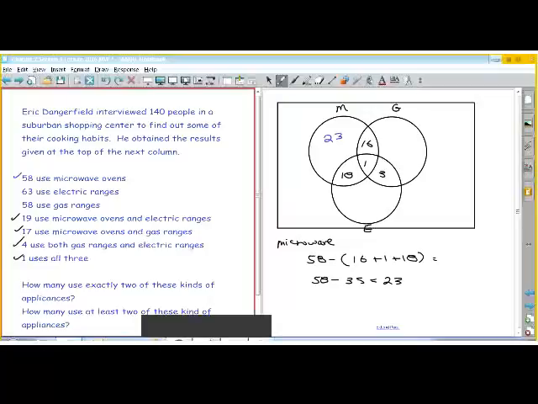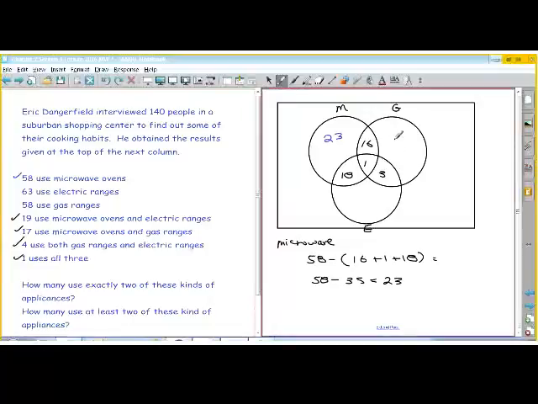30. Is that right? 38. Is it 36? Oh, gas. You're right. 38. Yeah, I was looking at the wrong one. 38. Okay. So what she did is she added these. She chose that probably because it added up to a nice round number. So 16 plus 4 is 20. 20 subtracted from 58 is 38.